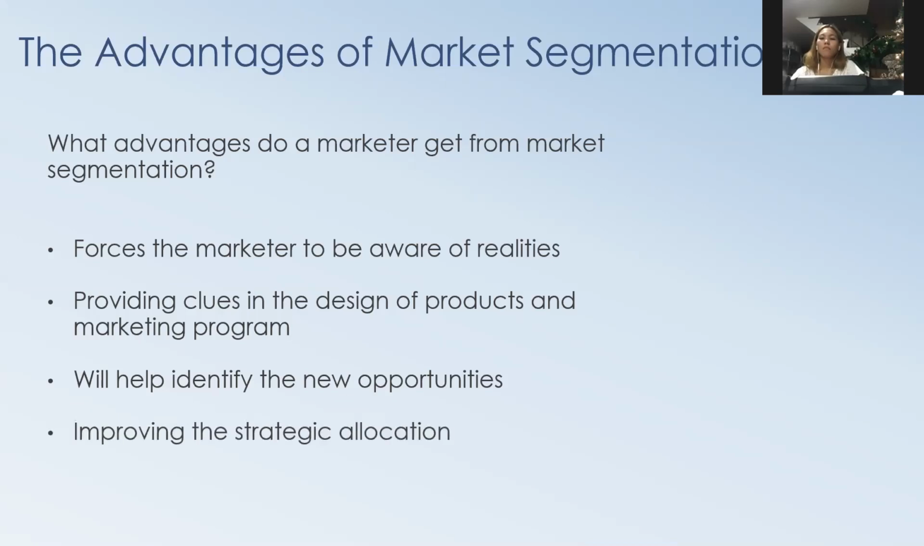So, the fourth one, improving the strategic allocation. For example, you distribute enough products to your suppliers because you already know that your product is very sellable to your customers and is highly in demand. By that, you will know that you have to allocate your suppliers enough supplies to sell.